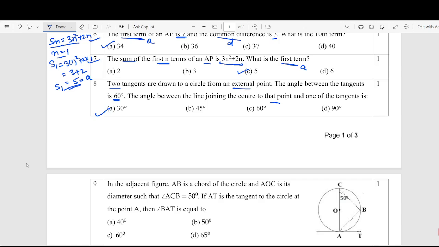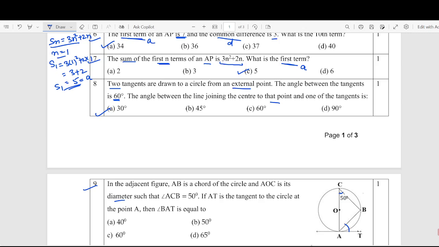Now see question number 9. In the figure, AB is the chord of a circle and AOC is the diameter. Angle ACB is 50 degrees. This angle is given as 50 degrees. If AT is the tangent to the circle at point A, we have to find angle BAT. So this angle we have to find.